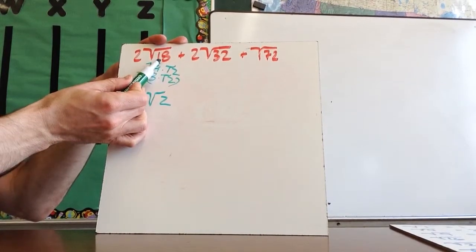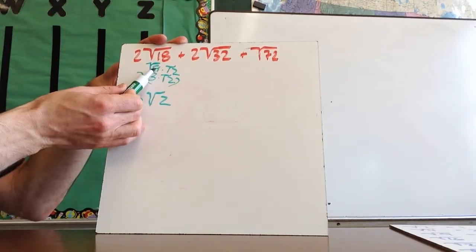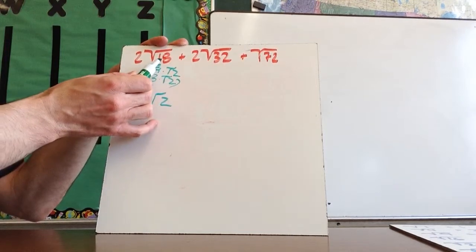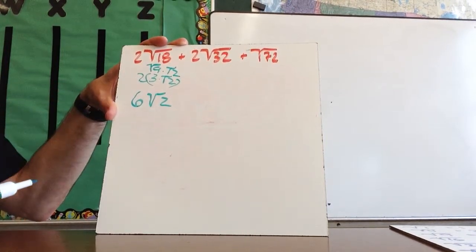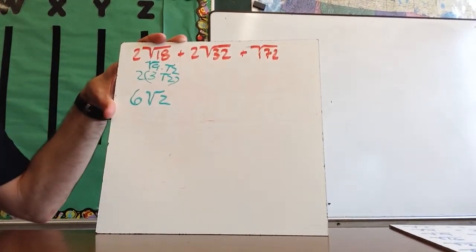So this square root of 18 is the same as the square root of 9 times the square root of 2. The square root of 9 is 3, so this is 3 times the square root of 2. And then I have to multiply it by the 2 that's still on the outside. And so 2 times 3 gets me 6, and the square root of 2 is still there.